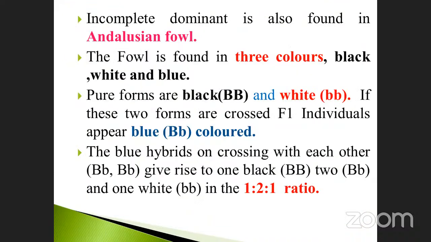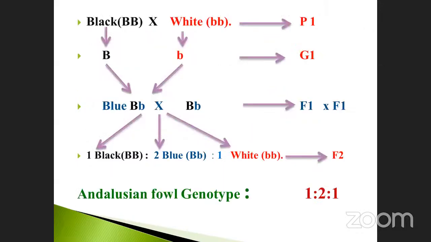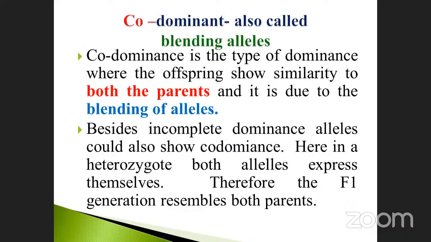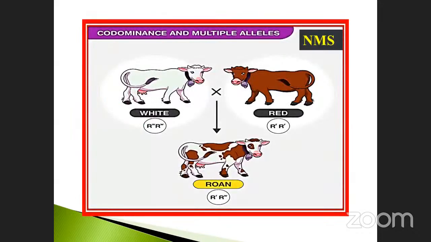Likewise, the Andalusian fowl. Here 3 colors are mentioned: one is black, another is white, and you will get blue in the F1 generation. The final result is similar to incomplete dominance, a 1:2:1 ratio. Another one we already saw is co-dominance, otherwise called blending alleles. Both parental characters are expressed in the F1 generation. In the F2 generation, you know, a 1:2:1 ratio: one is red, two are roan, and another is white.